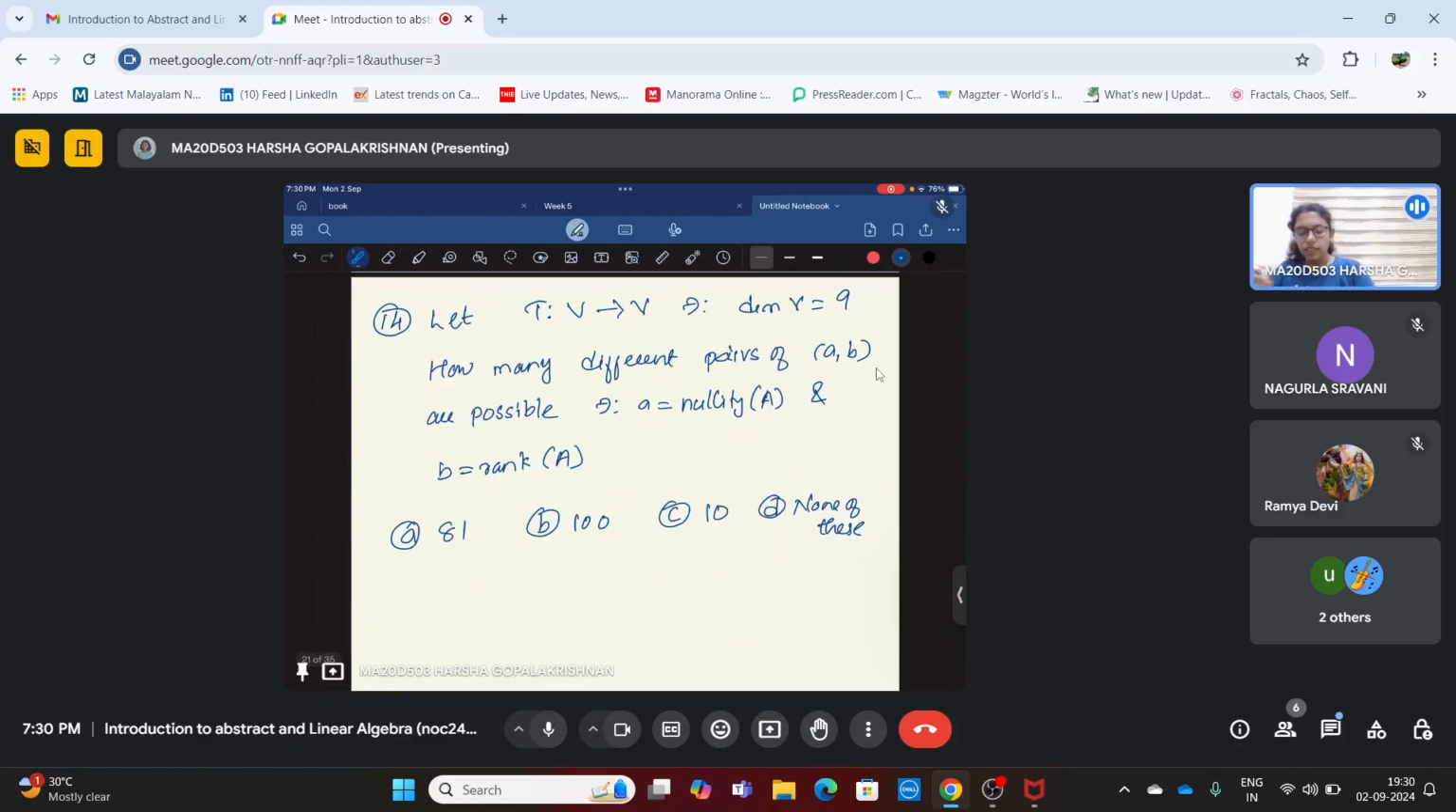Now again the question is, you can use the rank nullity theorem. T is a map from V to V and the given dimension of V is 9. How many different pairs AB are possible such that A equals nullity of T and B equals rank of T? Use the rank nullity theorem and think what all the possibilities for ABs like this are. The only thing is A plus B, or rank plus nullity, equals dimension of V.